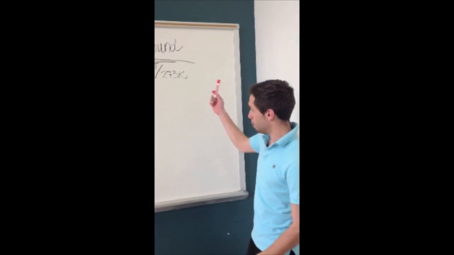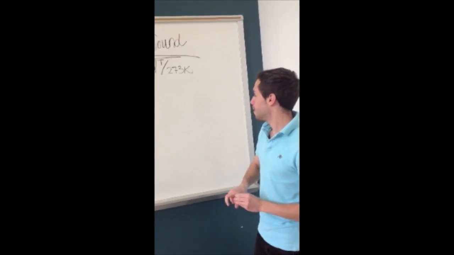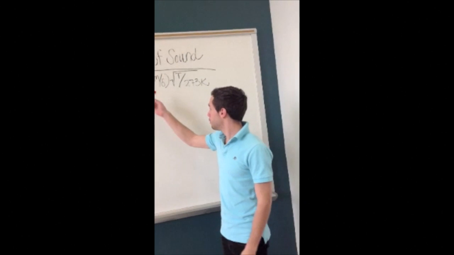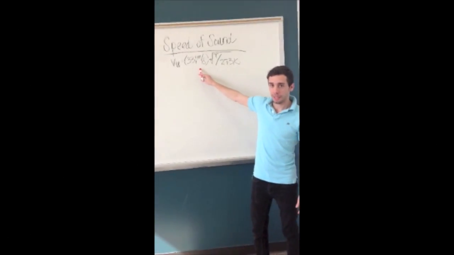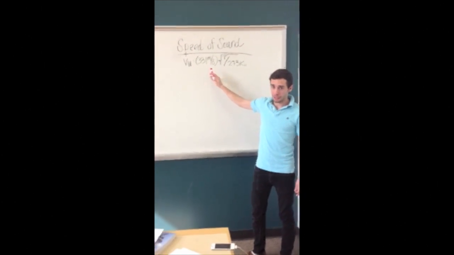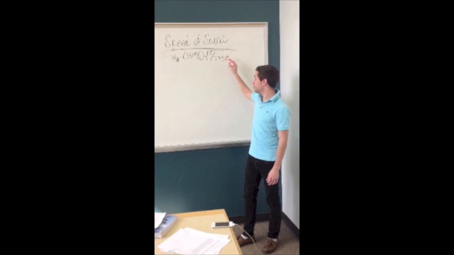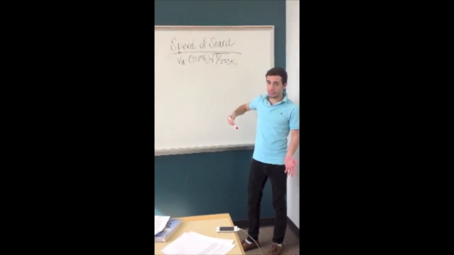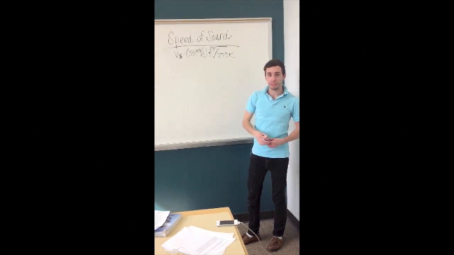Alright. Well, I'm going to show you guys how to find the speed of sound. Speed of sound is given by v_w equals 331 meters per second, which is the speed of sound at sea level at 0 degrees Celsius, multiplied by the square root of the temperature of the air in Kelvin, divided by 273 Kelvin.